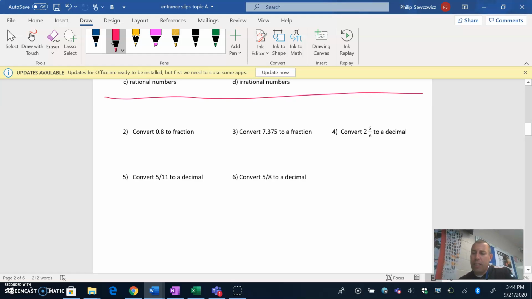So the beautiful thing is, when we switch a decimal into a fraction, all you have to do is say it. But you don't say 0.8. That's not how we say it. No, no, no. We need to say the place value.